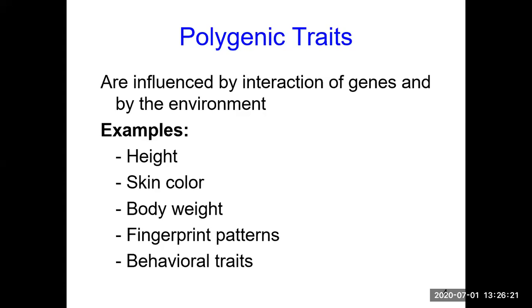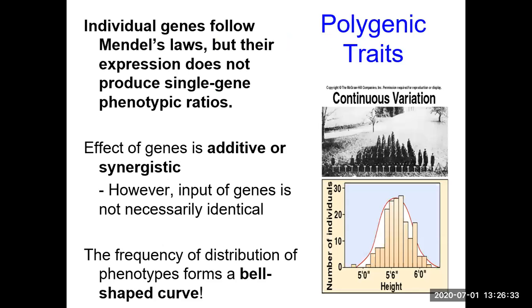These are some examples of polygenic traits: height, skin color, body weight, fingerprint patterns, behavioral traits. All of these are not simple inheritance, not controlled by one gene. So let's take an example here. This is the example of height. Remember, Mendel's law always holds true at the genetic constitution level. So genotypically, it would still be true. So when you make a Punnett square, you see this is exactly following Mendel's laws. But their phenotypic expression is the one that differs, okay? So they do not produce the single gene phenotypic ratios, and there are so many reasons for that.